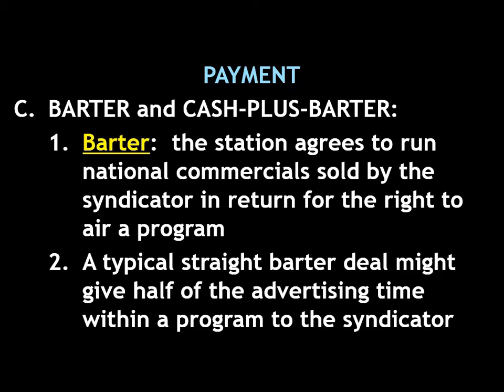So let's take a 30-minute program as an example. 30-minute programs might have 22 minutes of content and 8 minutes of commercial time. Out of that 8 minutes of commercial time, under this 50-50 scenario, the syndicator would own 4 minutes of the advertising time, and the other 4 minutes would go to the television station for local advertising sales.